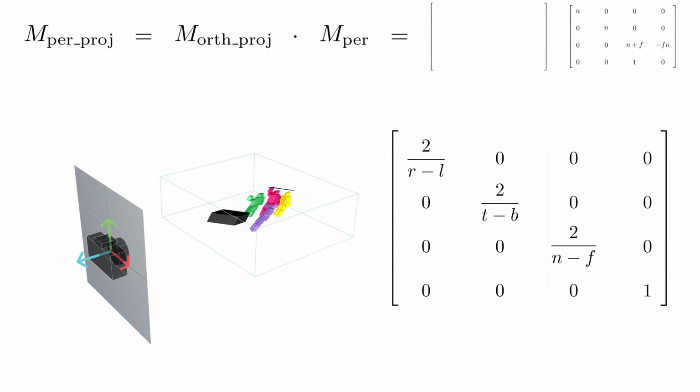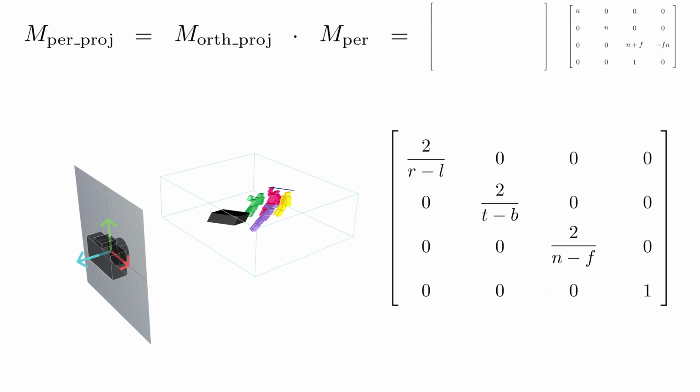Now let's figure out the remaining variables of this matrix. We already know the value of n and f, but we still need to find L, R, T, B, the left, right, top, and bottom boundaries of the view frustum. How do we calculate them?